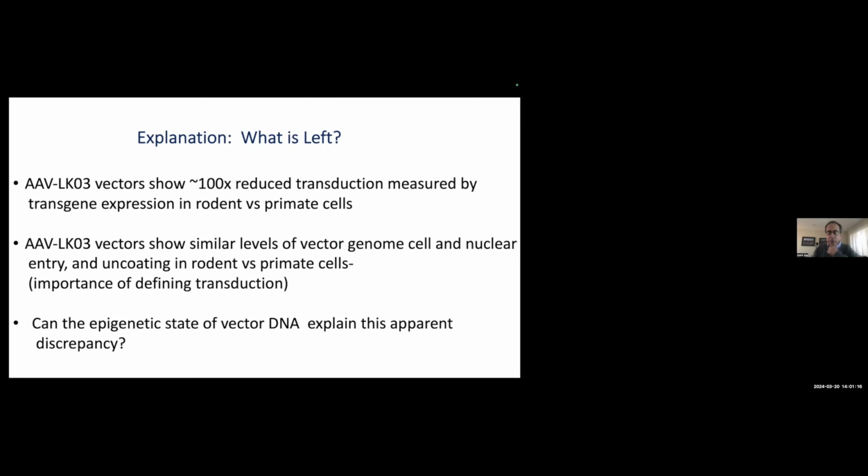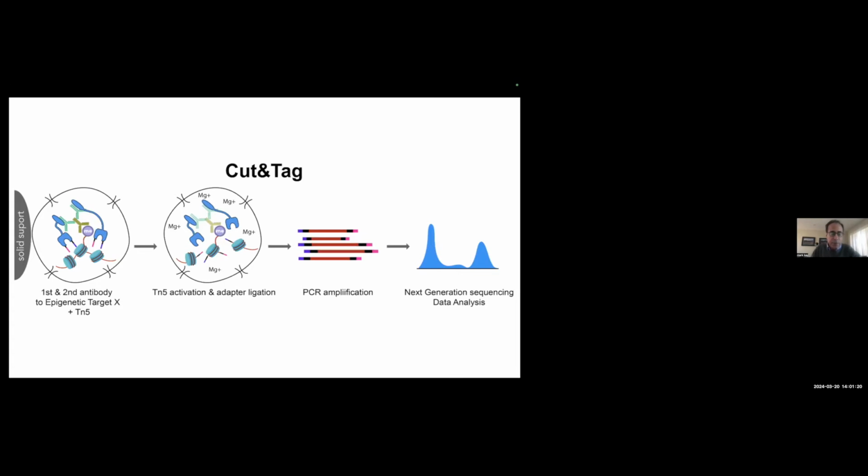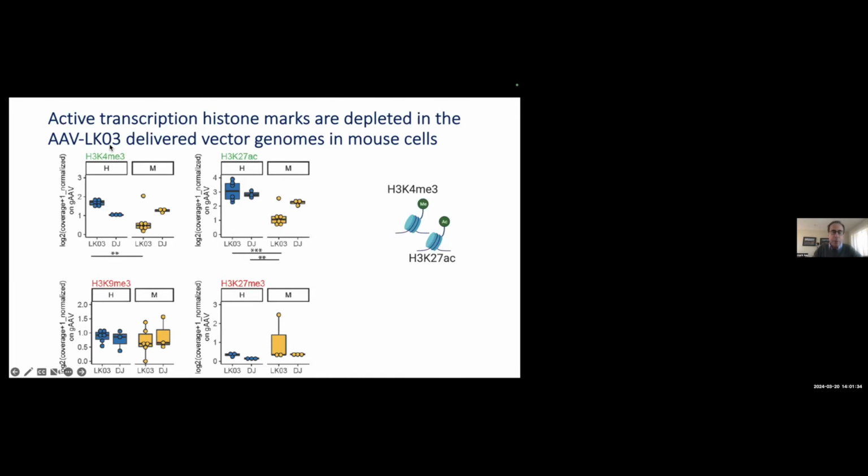So one of the things we decided to look at was the epigenetic state. And we used the CUT&Tag technology, which allows us then to look at the various chromatin proteins that are associated with the vector genome DNA within cells.